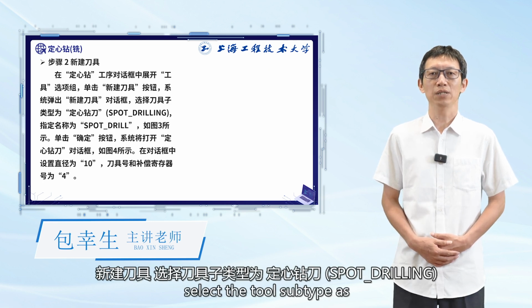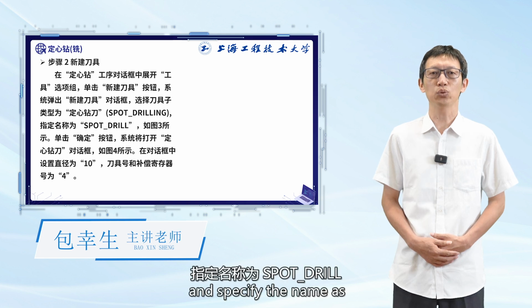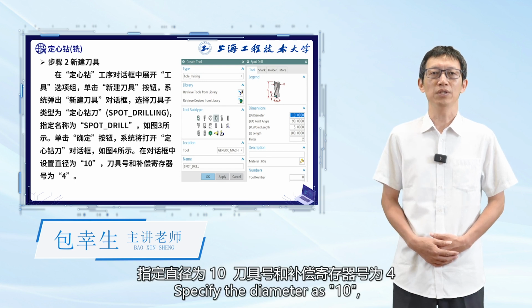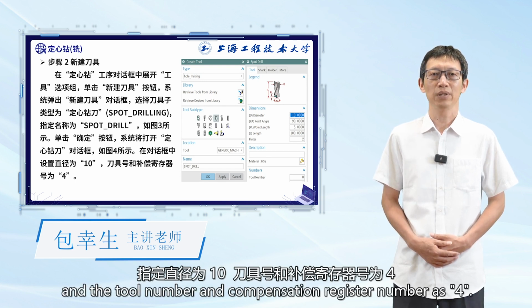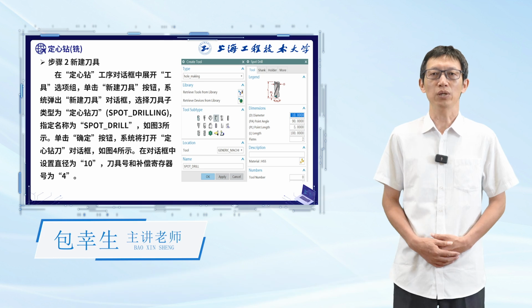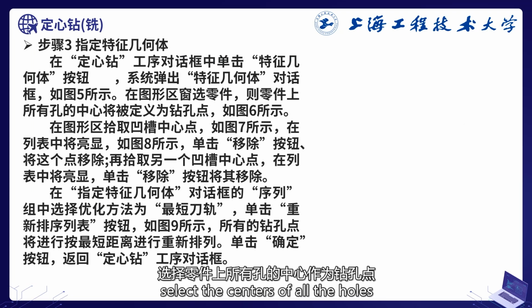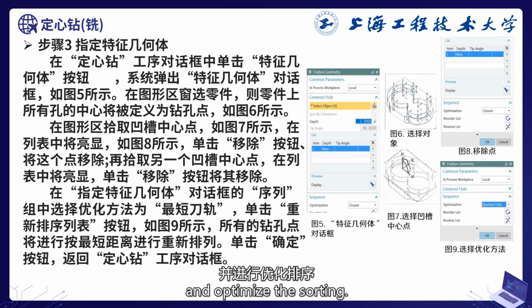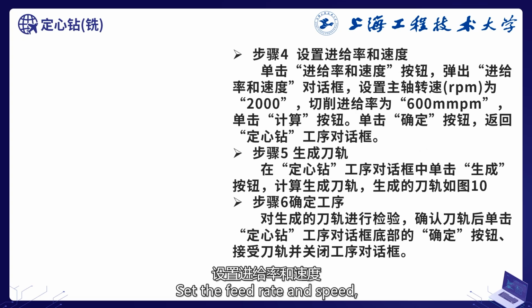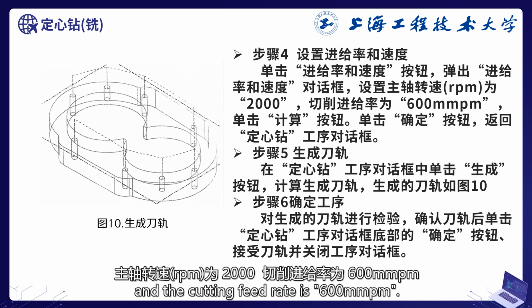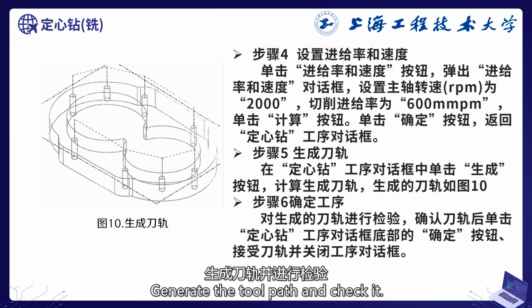Create a new tool. Select the tool subtype as spot drilling, and specify the name as spot drill. Specify the diameter as 10, and the tool number and compensation register number as 4. Specify the feature geometry. Select the centers of all holes on the part as the drilling points, and optimize the sorting. Set the feed rate and speed. The spindle speed is 2000 revolutions per minute, and the cutting feed rate is 600 mm per minute. Generate a tool path and check it.